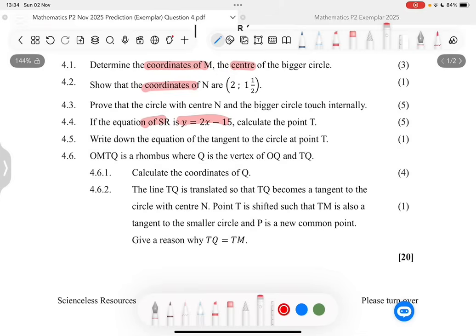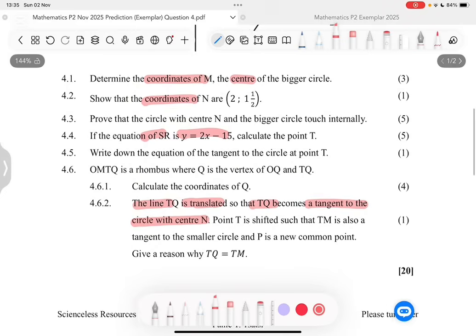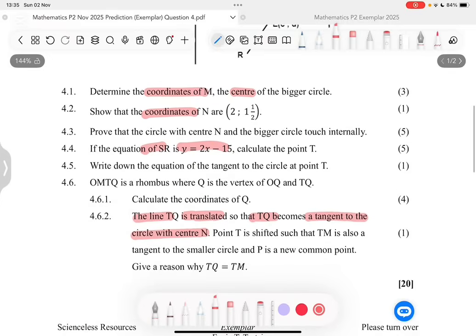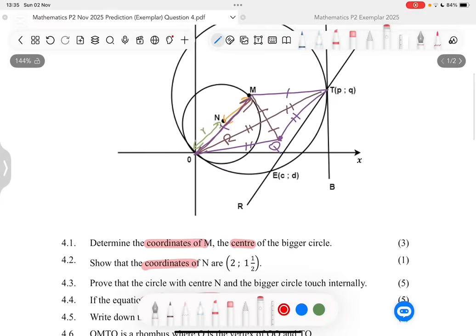The last question then says to us that the line TQ is translated so that TQ becomes a tangent to the circle with center O. So what are we doing here? We are moving the line TQ, which is this one. We are translating it. We are moving it so that it becomes a tangent to this circle. So we can move it here, for instance. We can even move it to this side. We can move it to this side.